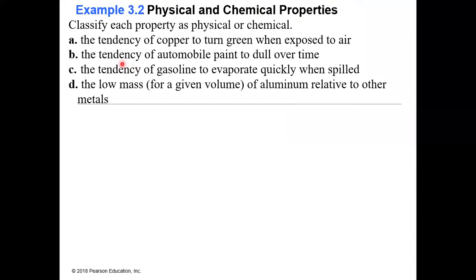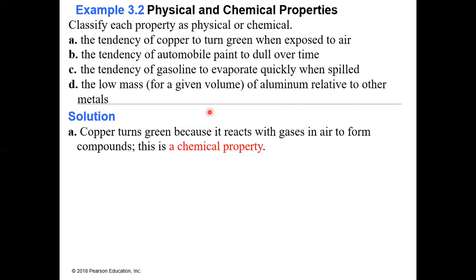Physical and chemical properties. Classify each property as physical or chemical. A, the tendency of copper to turn green when exposed to air. So this is a chemical property. Copper turns green because it reacts with gas in the air to form a compound, and this is a chemical property.